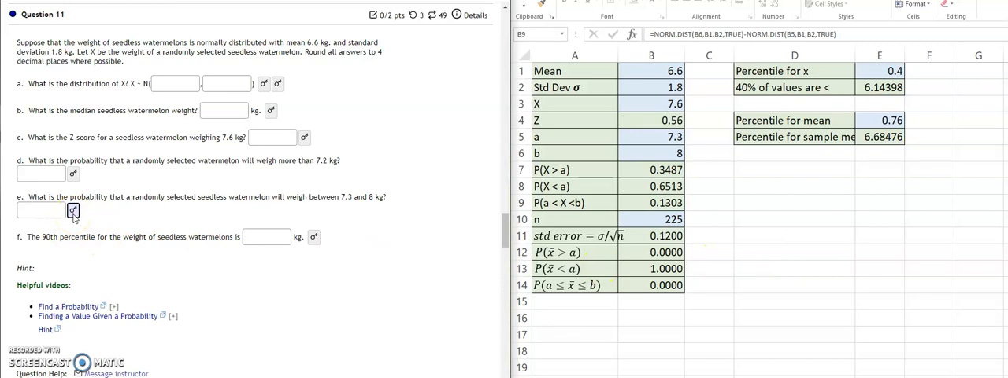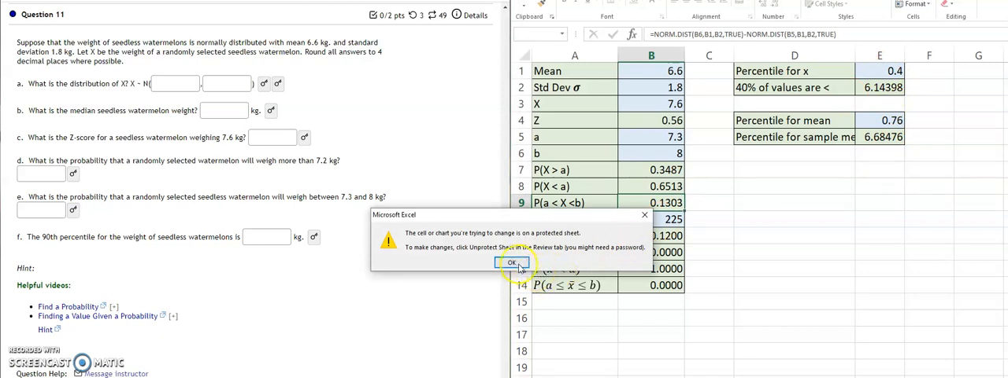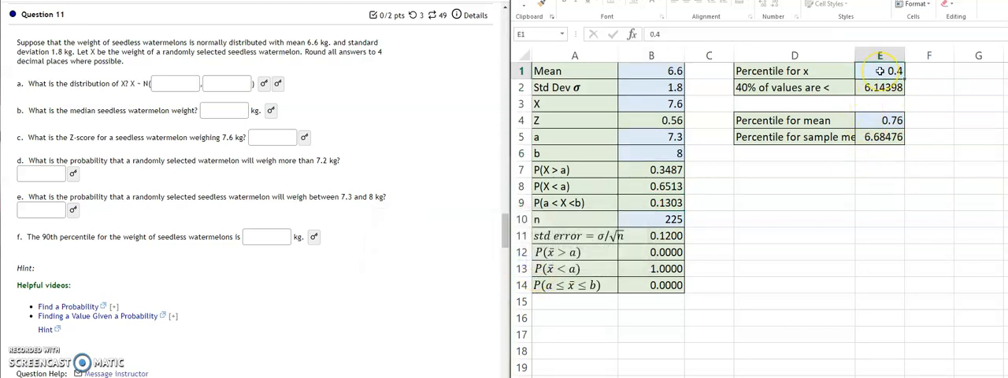Last question is asking us to find the 90th percentile for the weight of the seedless watermelon. So we need to change the percentile value here to be 0.90. And we get a score of 8.9068, which is the value that we have here.